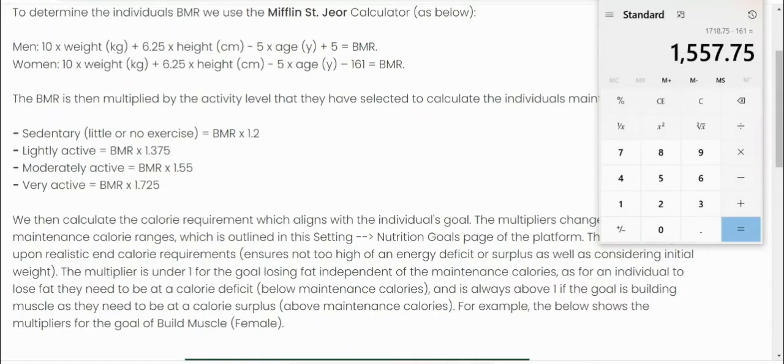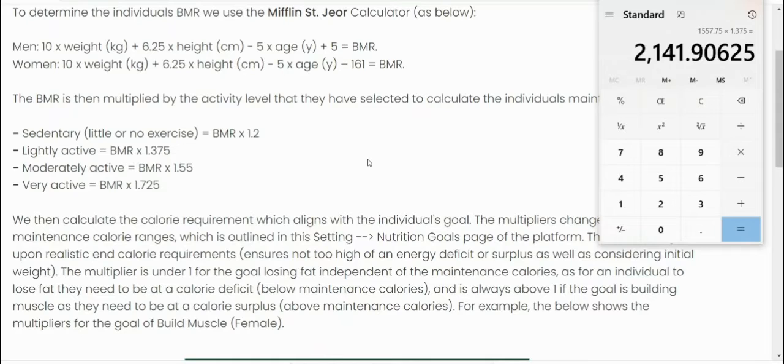Where's our calculator? Boom. So we're going to go basal metabolic rate times 1.375 equals 2,141.9 calories per day to maintain this individual's body weight, i.e., nothing happens. They don't gain weight, they don't lose weight. Okay. Now, from here, we got to look at this individual's goals.